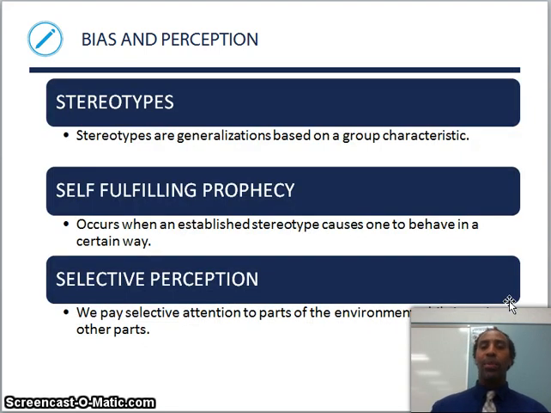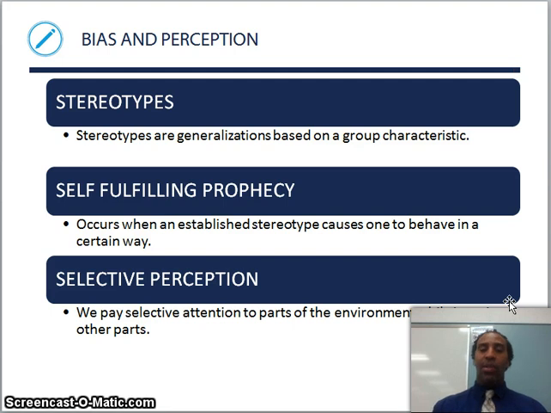So, bias and perception. Stereotypes. Stereotypes are generalizations based on a group characteristic. Those people, blah, blah, blah. Usually when you start saying those people, that means you're stereotyping. Self-fulfilling prophecy occurs when an established stereotype causes one to behave in a certain way. Well, this is what people think about me, so you know what? I'm just going to go ahead and behave that way anyway.